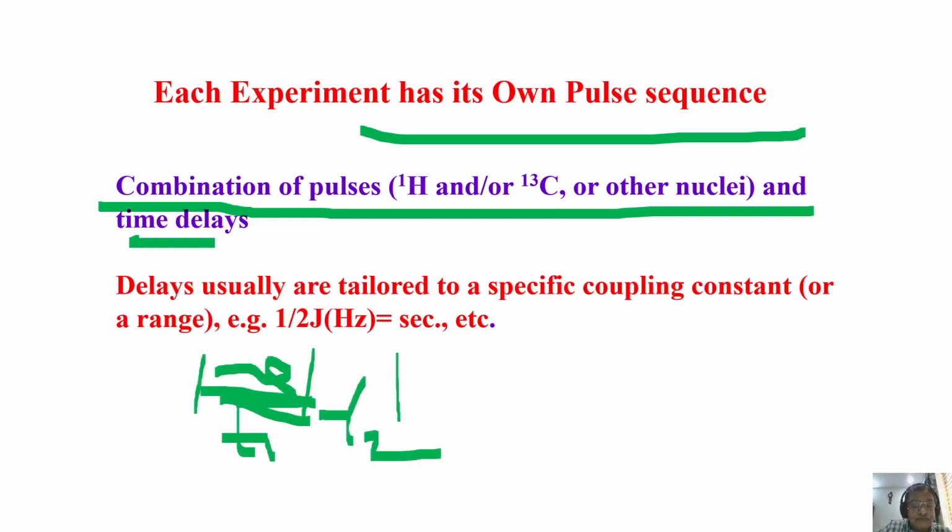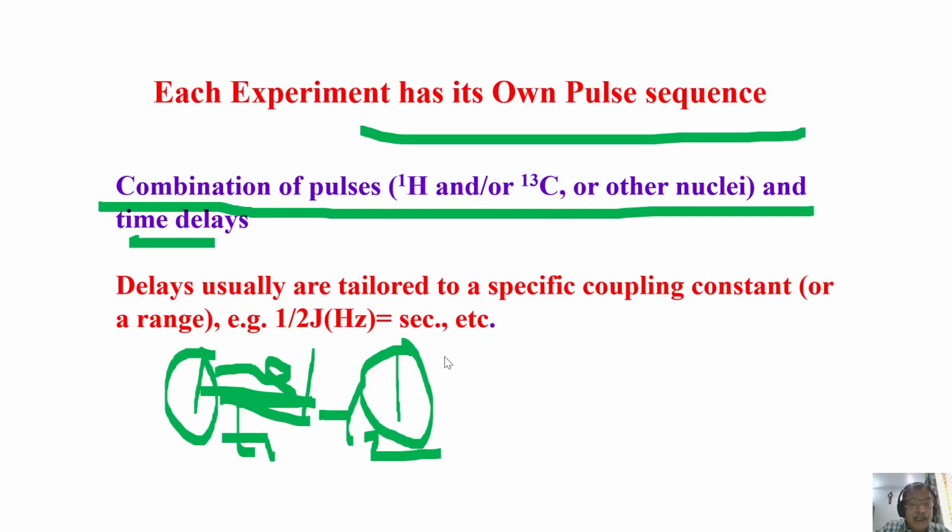Now this is a delay. So this is a 90-degree pulse. It need not be 90. It can be a different angle in some experiments. Take for example, the simple DEPT experiment. One of the last pulses was of a different angle. We knew we can do DEPT 45, DEPT 90, DEPT 135. Accordingly, we got different information.